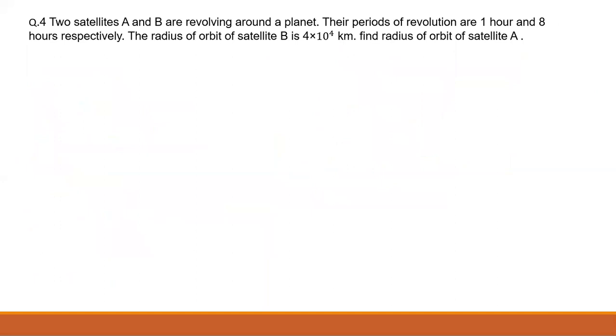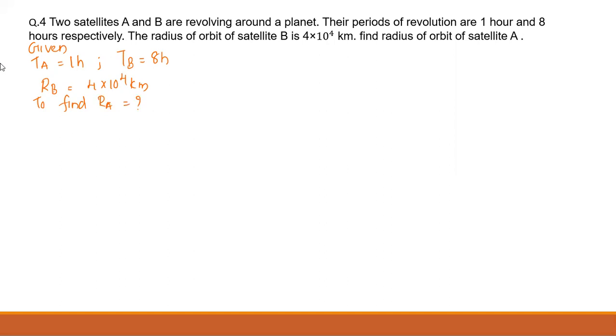Question number 4. Two satellites A and B are revolving around a planet. The periods of revolution are 1 hour and 8 hours respectively. So it is given the period of revolution of A is 1 hour and period of revolution of B is 8 hours. Radius of the orbit of satellite B is given: RB is equal to 4 into 10 raised to 4 kilometer. We want to find out the radius of the orbit of A, RA.